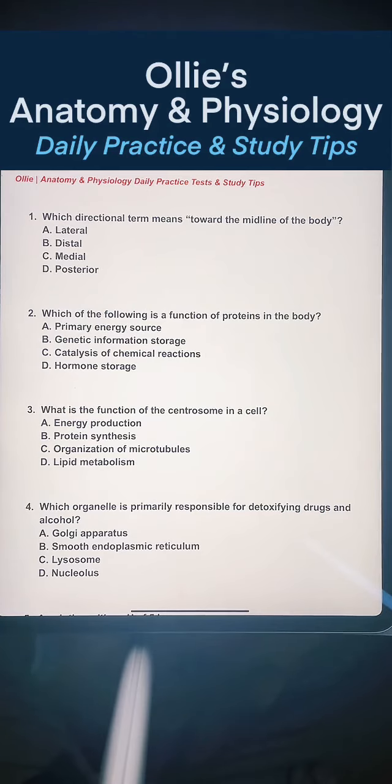We'll go ahead and get started here with number 1. Which directional term means toward the midline of the body?